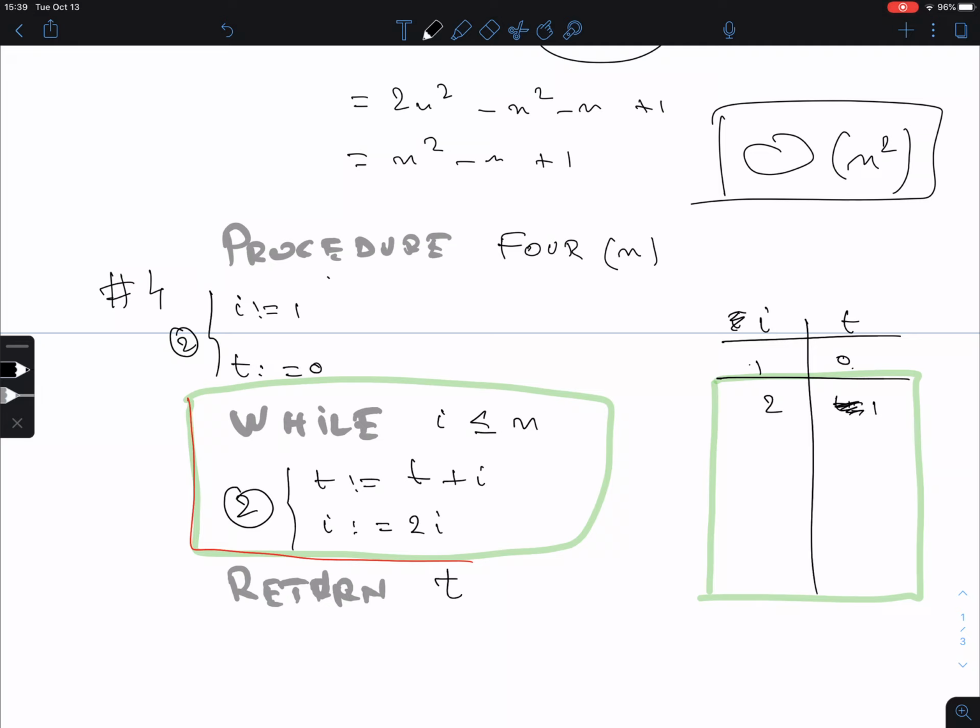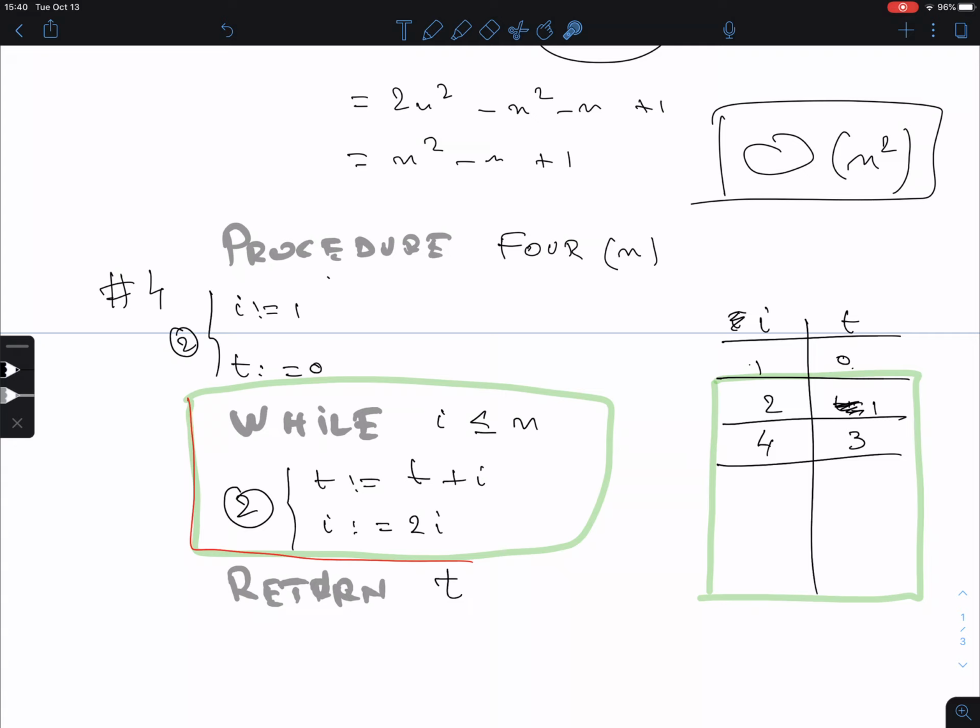Okay, next, what happens then? I compare 2 with n. Let's say n is some bigger number, so at the moment it still carries it out. So what does it do then? The next step, it's going to add t and I, so that will be 3. And what does it do to I? It doubles it, so I will be 4. Let's suppose that 4 is still less than n, so we keep going.